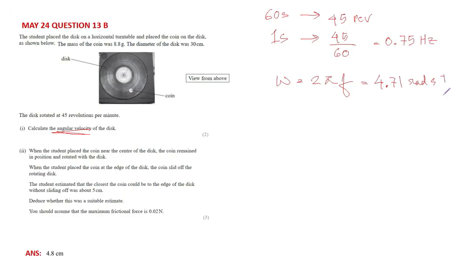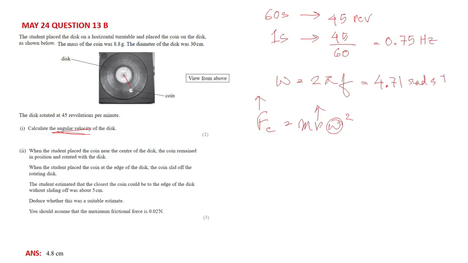So guys, why is it that when the coin is placed near the center, it stays at the center, but when it is moved towards the edge, it slides off? Because when you move away from the center, you require a greater centripetal force. So the equation is Fc equals m r omega squared. The whole thing is rotated at a constant RPM, so omega is constant. As you move away from the center, r increases, and the required centripetal force also increases.